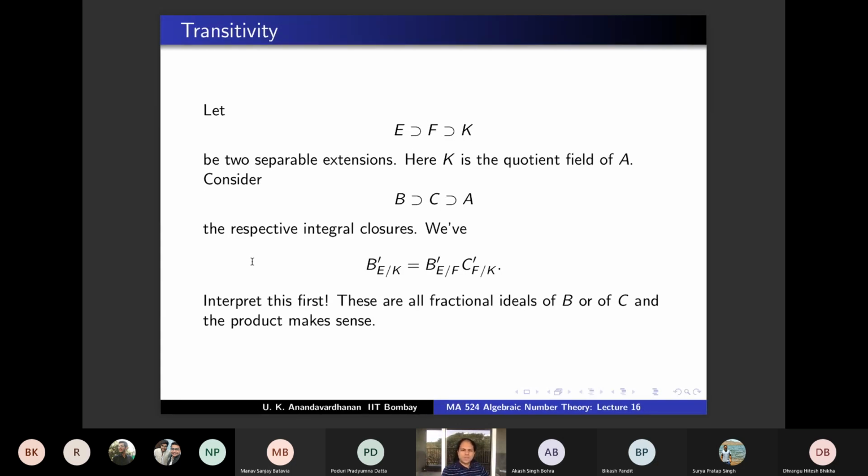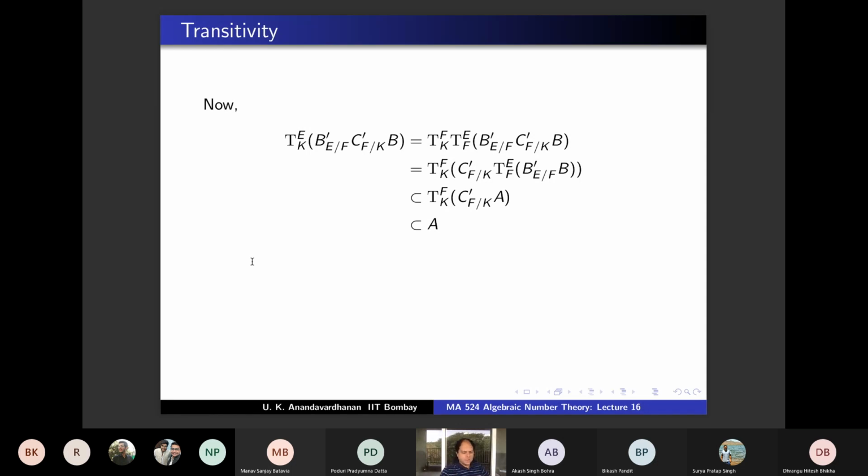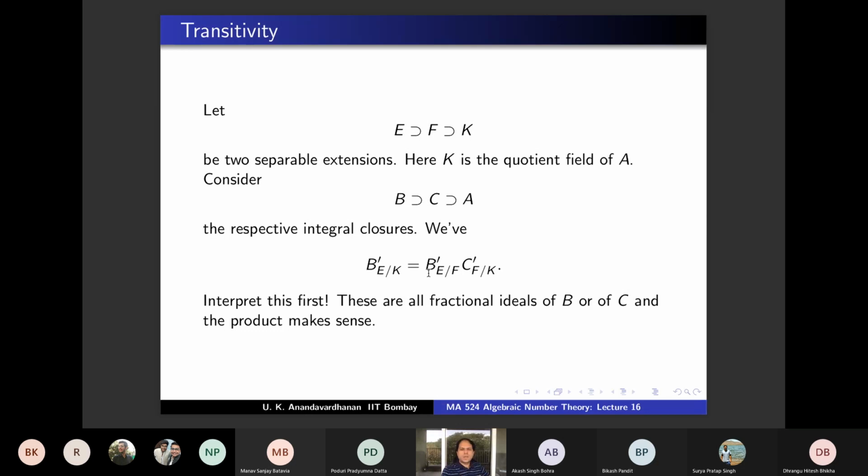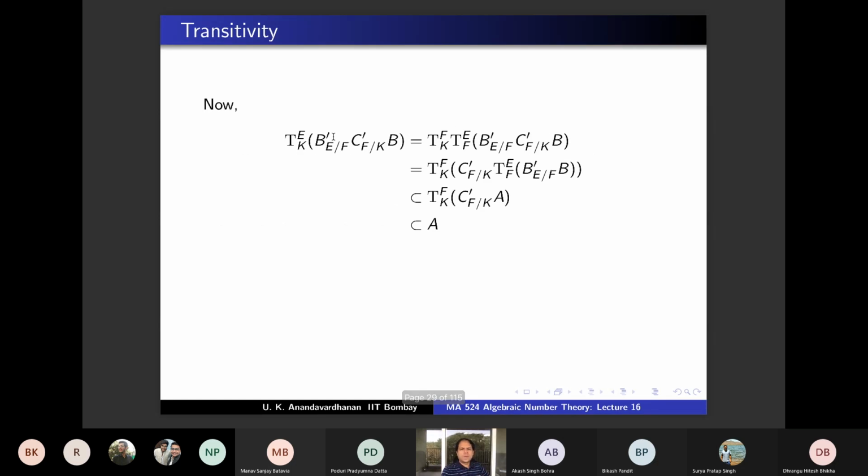So let's prove this first. This is easy. So this is the first direction. You have to show that this is contained in this and this is contained in this. So let's take an element of this. We are going to show that the RHS is contained in LHS. Take an element from this and multiply by B and take traces from E to K. Okay, so if trace from E to K of xb is contained in A, then x belongs to this.